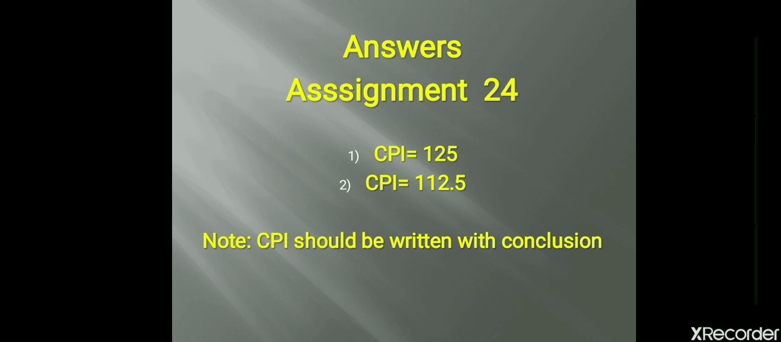These are answers for the assignment 24. For the first question, consumer price index is 125 and for the second question it is 112.5. And consumer price index should be written always with a conclusion.